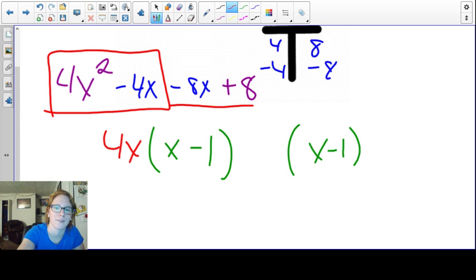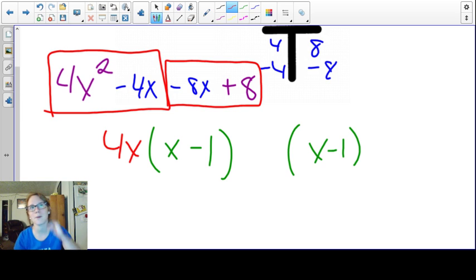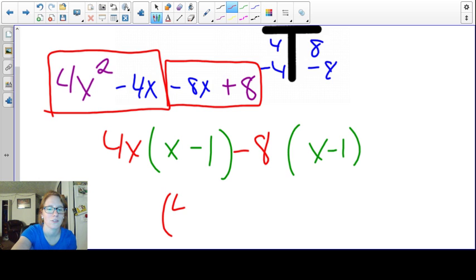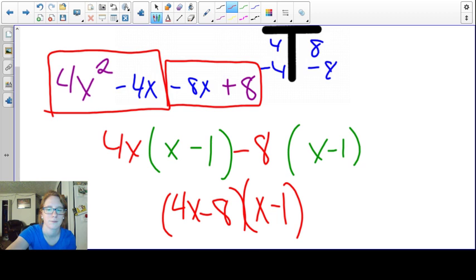And then I took a look at the last 2. And what number can come out of those? Well, if I have negative 8 here, negative 8 divided by what gives me 1? Positive 8 divided by what gives me negative 1? Negative 8. So my answer is 4x minus 8 times x minus 1.